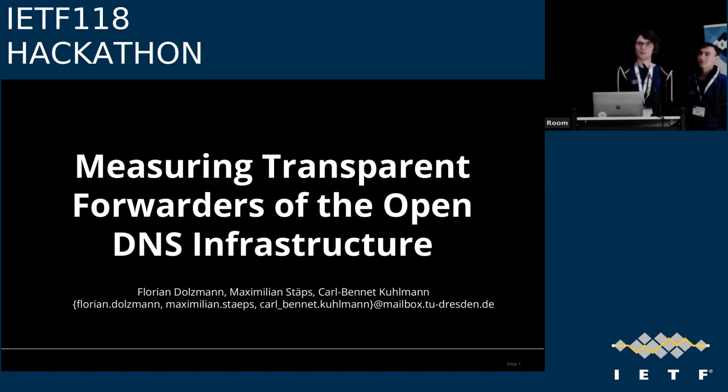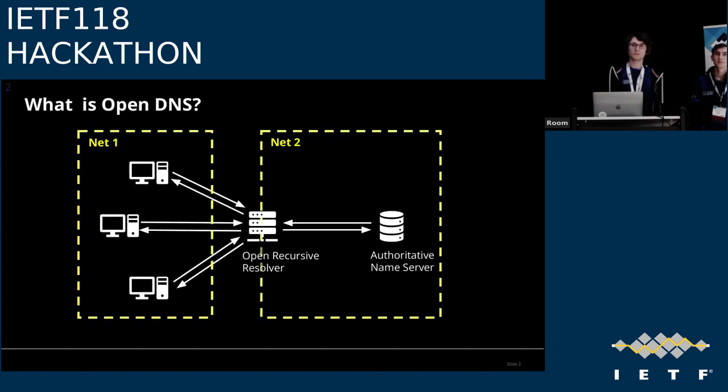Hello, everyone. We are also with the Technical University of Dresden, and our team is working on a toolkit to measure transparent forwarders in the ODNS infrastructure. The ODNS infrastructure is essentially all those public DNS servers that respond to queries from basically any origin. So for example, if you know Google's DNS or Cloudflare's DNS, but there are many, many more.